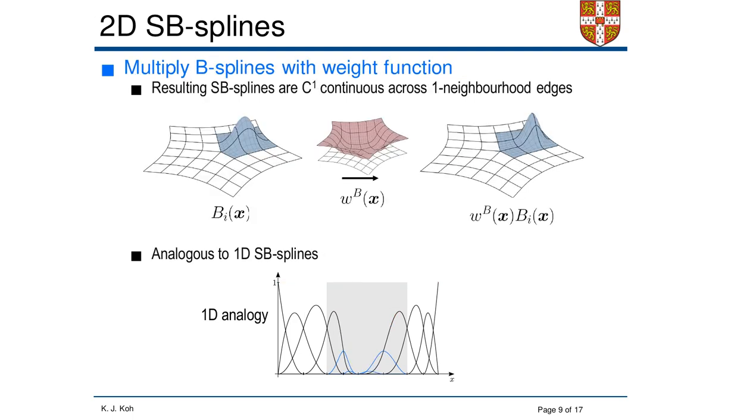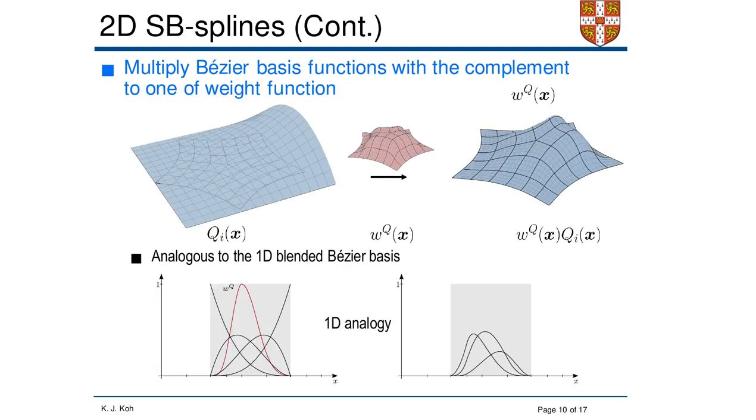Once we have defined the wave function WB, we can then multiply that with the existing B-splines to eliminate the non-smoothness. This is analogous to what we have seen earlier in the 1D example. Similarly, we define biquadratic Bézier bases in the physical space. Here, the top figure shows the multiplication of one of the Bézier basis functions with the wave function WQ. And the bottom figure shows the 1D analogy that we saw earlier.